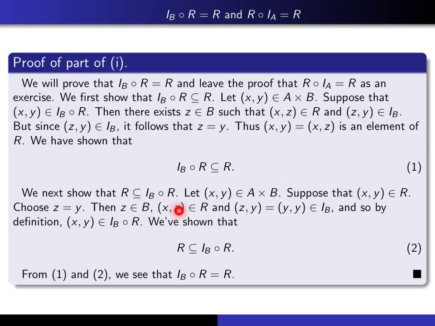We know that xz is in R because we know xy is in R. And we know that zy is in IB because zy is equal to yy, and the definition of IB is that both components are the same. Well, these three things together tell us that xy is an element of R composed with IB. That's the working definition of an element of R composed with IB.